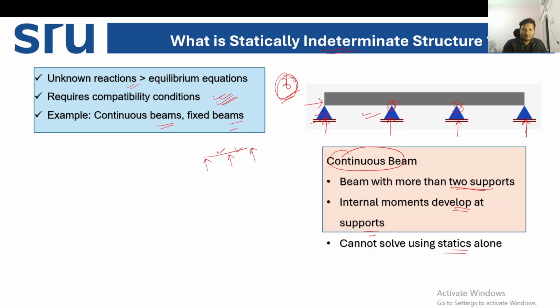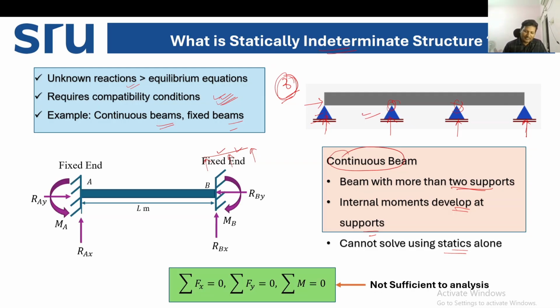Okay, so next we see a fixed end support. In this beam, this end is fixed and this end is fixed. How many reactions are there in each end? One vertical reaction, one horizontal reaction, and one moment.